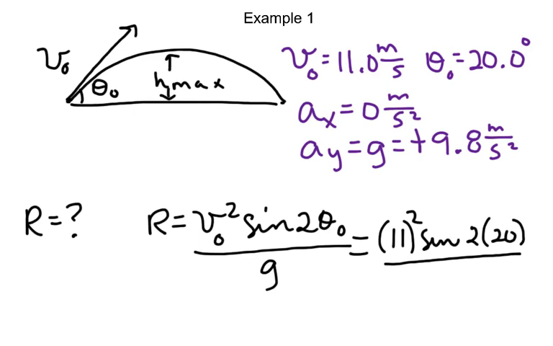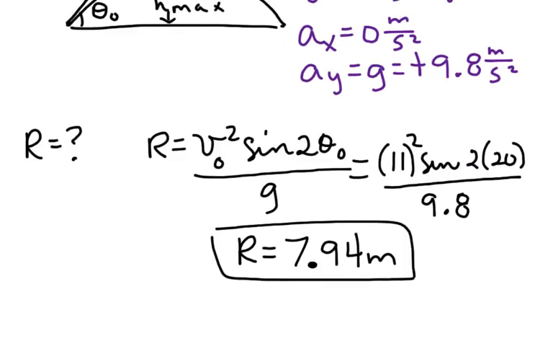And the reason for that is that negative 9.8 has already been taken care of in the derivation of this formula, which you are not responsible to know about. But if you're interested, it is in your book on page 86, to find out why that negative goes away. But when we use this equation, we will be plugging in a positive 9.8 meters per second squared. And in doing so, we get a range value of 7.94 meters.